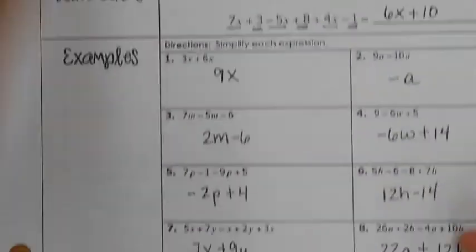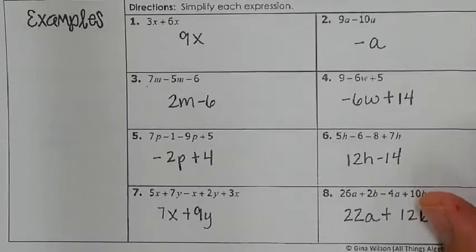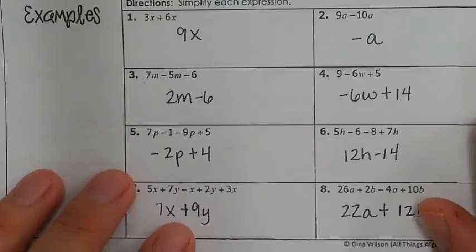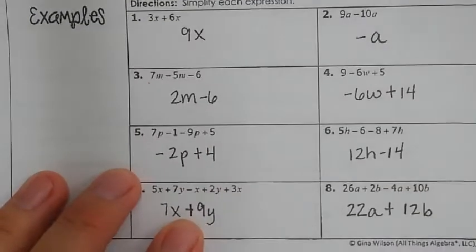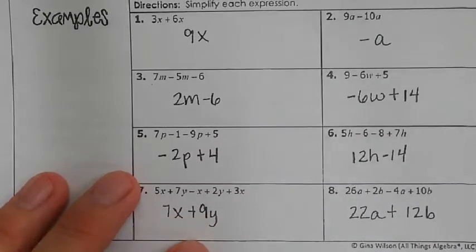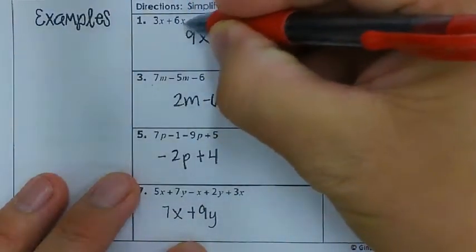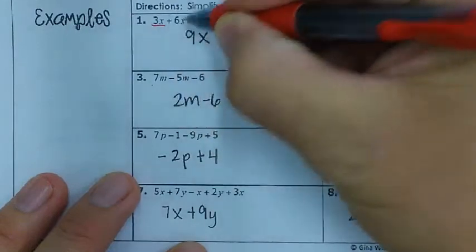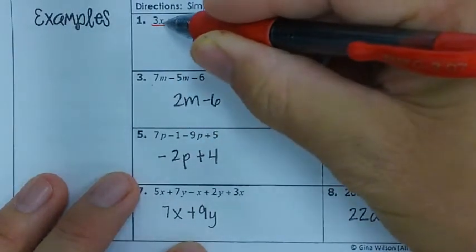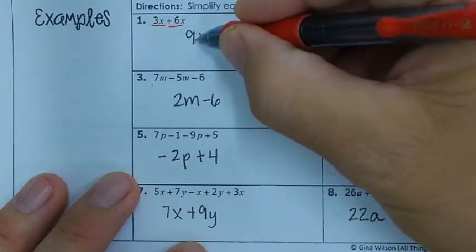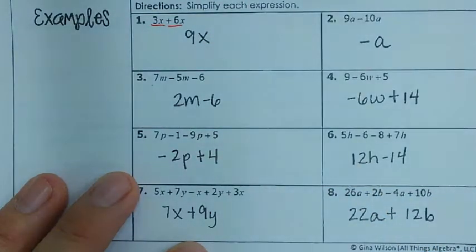So let's check these out. Like I said, I messed up. Wasn't supposed to put these down here, but we're just going to work with it because I'm not going to kill any more trees. So we have 3x plus 6x. Those are like terms. So you just basically have to do 3 plus 6, which is 9, and then bring down the variable. It's that easy.